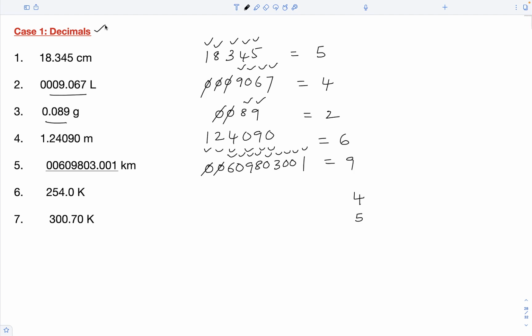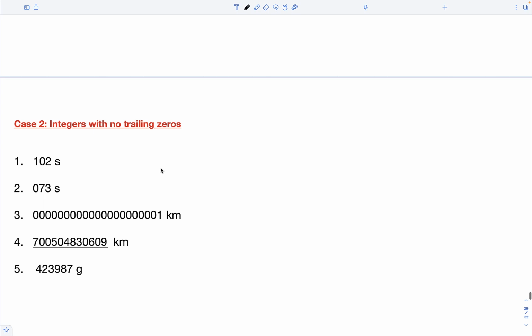So decimals are sweet. Then what about integers with no trailing zeros? Integers like these, they are even sweeter. How do we know the number of significant figures in this measurement? Same as before. And moreover, we don't even have a decimal point to ignore. So drop every digit that does not change its magnitude. In this measurement, you cannot drop any of these digits. Dropping any of these digits would change its magnitude, so count them all. So the number of significant figures is 3.